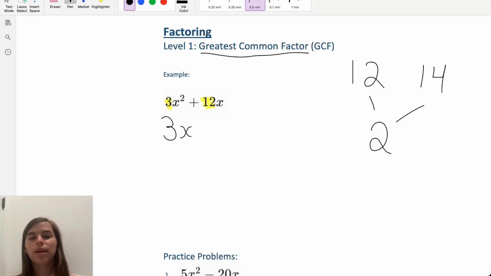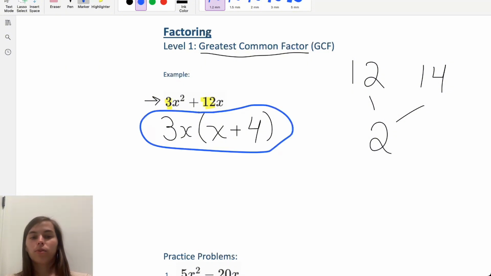And remember, factoring is kind of reverse multiplying or the opposite of distributing. So here we're really saying if we were to multiply 3x by something, that would give us this original here. So what do we multiply by 3x to get 3x squared? That would be x. What do we multiply by 3x to get 12x? That would be plus 4. And this right here is your final answer. This is your fully factored form.